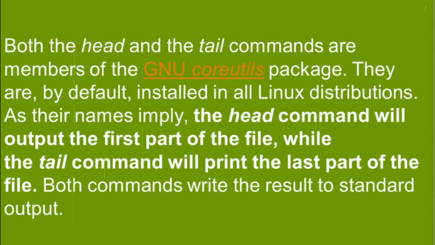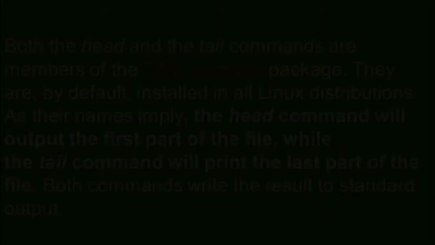Both the head and the tail command are members of the GNU Core utility package. They are by default installed in all Linux distributions. As their name implies, the head command will output the first part of the file, while the tail command will print the last part of the file. Both commands write the result to the standard output.